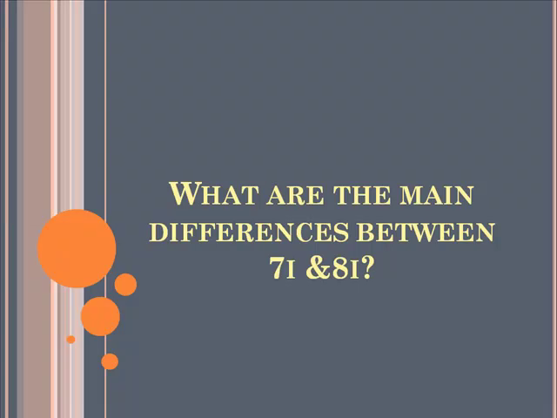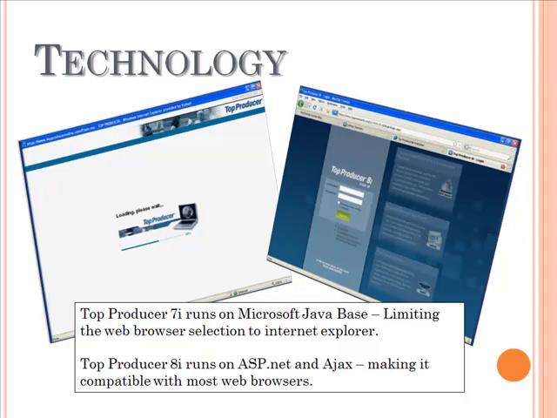So what are the main differences between 7i and 8i? Well, for one, technology. Top Producer 7i runs on a Microsoft Java-based platform, which limits the web browser selection that you can use to run it. So you would have to use Internet Explorer. And if you've ever tried to set up Top Producer 7i, it does take some time with messing with the configurations and restarting your computer and going through that whole dog and pony show.